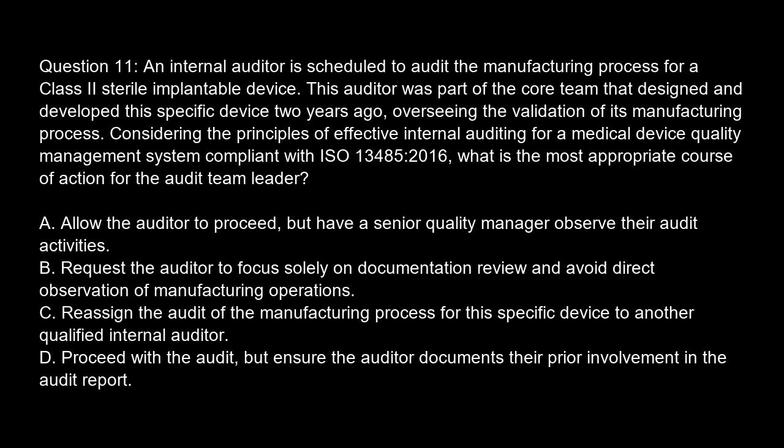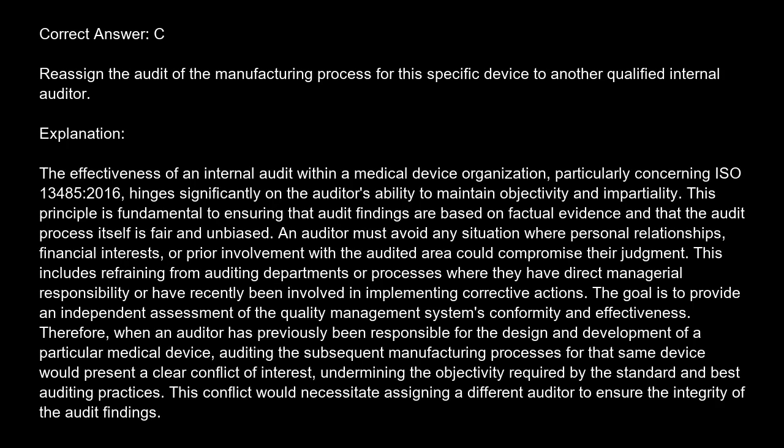Option A. Allow the auditor to proceed, but have a senior quality manager observe their audit activities. Option B. Request the auditor to focus solely on documentation review and avoid direct observation of manufacturing operations. Option C. Reassign the audit of the manufacturing process for this specific device to another qualified internal auditor. Option D. Proceed with the audit, but ensure the auditor documents their prior involvement in the audit report. The correct answer is C. Reassign the audit of the manufacturing process for this specific device to another qualified internal auditor.